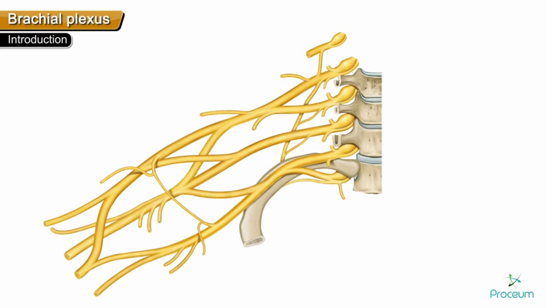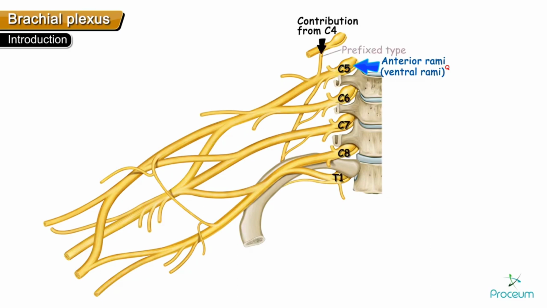Brachial plexus is a network of nerves that supplies the upper limb. Brachial plexus is formed by the anterior rami or the ventral rami of spinal segments C5 to T1. If the C4 nerve root is involved, we call it prefix type, and if T2 nerve root is involved, we call it the postfix type of brachial plexus.